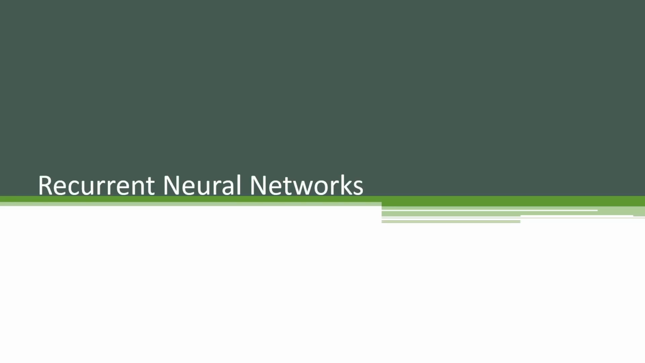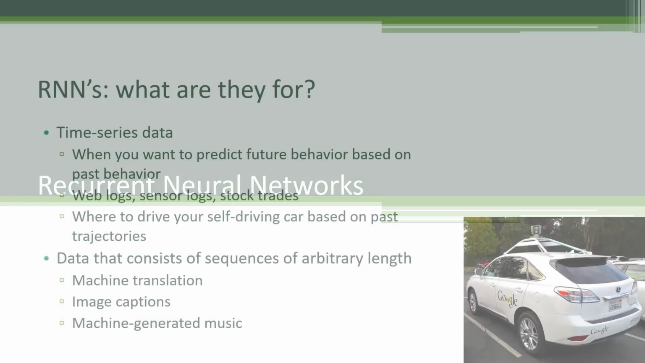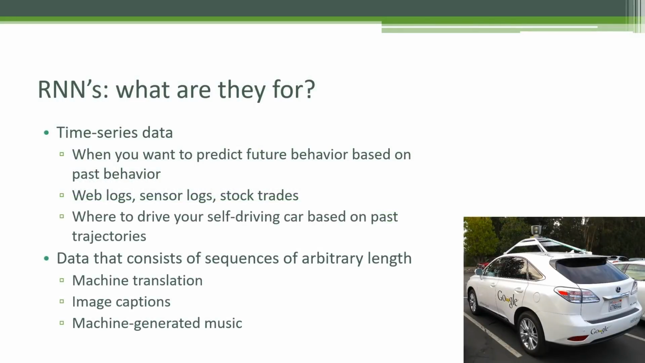Let's talk about another kind of neural network, the recurrent neural network. What are RNNs for? Well, a couple of things. Basically, they're for sequences of data, and that might be a sequence in time. So you might use it for processing time series data, where you're trying to look at a sequence of data points over time and predict the future behavior of something in turn. So RNNs are made for sequential data of some sort.